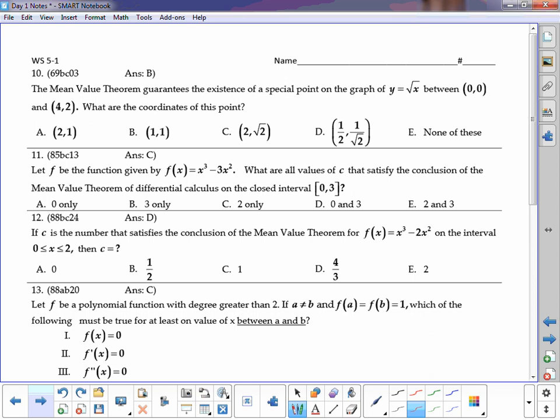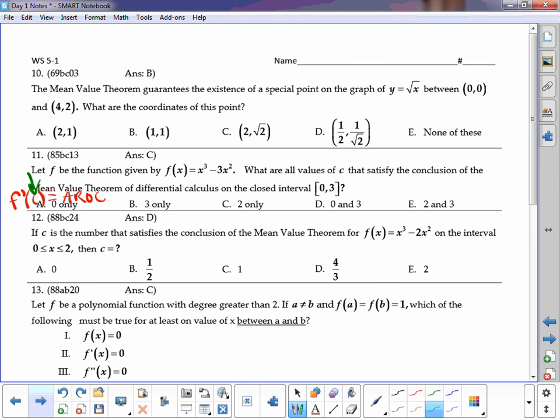So number 11 says let f be the function given by x cubed minus 3x squared. Pretty innocent function. What are all values of c that satisfy the conclusion of the mean value theorem of differential calculus on the closed interval 0 to 3? All that's saying is, I want to know exactly where the tangent line is parallel to the secant line. We know from the mean value theorem that if it is continuous and differentiable, then my instantaneous rate of change must equal my average rate of change. So what they want to know is when does that occur? What is the x value, that c value, for which that occurs?